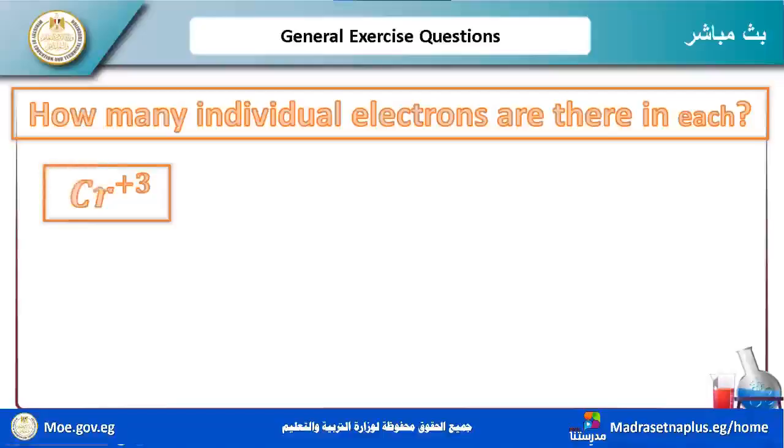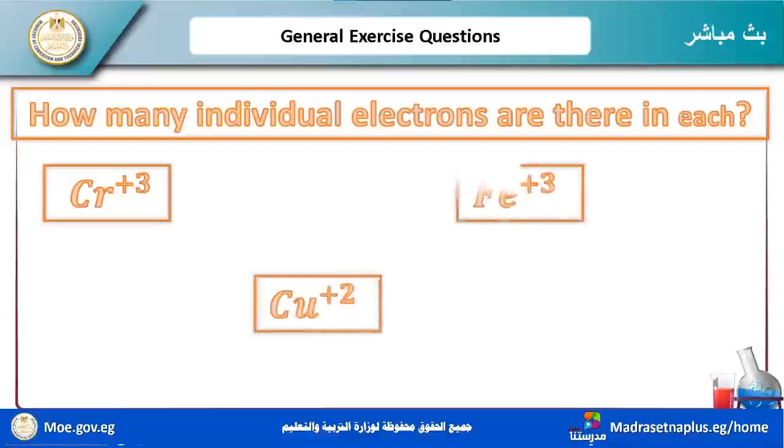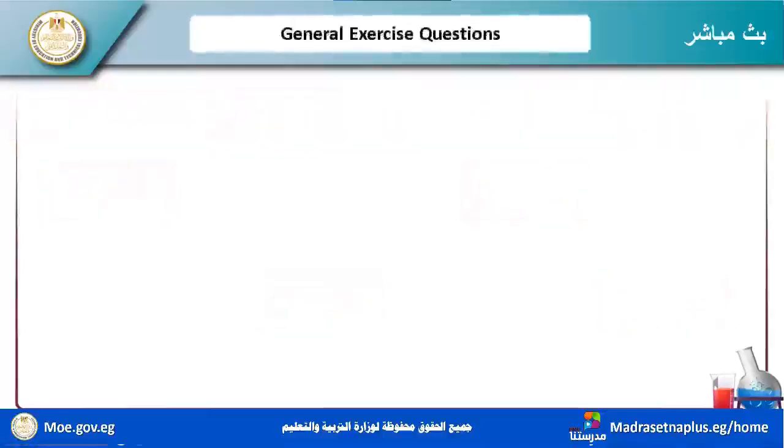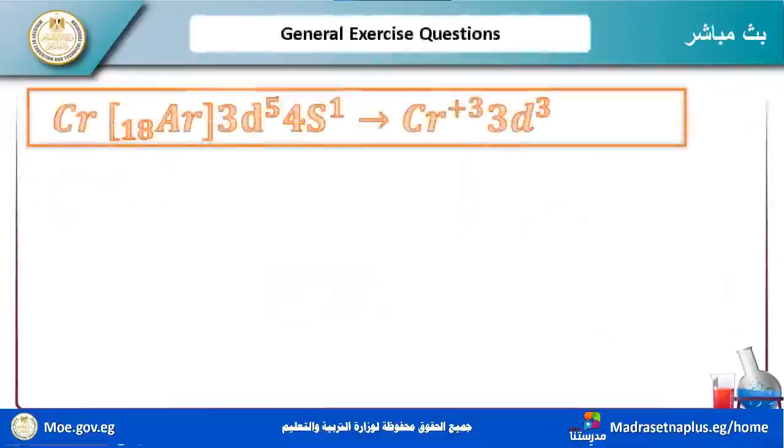Chromium positive 3. This is another section of questions. You must first write the electronic configuration of the chromium atom, and convert it into the ionic structure, Cr positive 3. Then copper plus 2, iron plus 2, and nickel plus 2. Now we must solve these questions.